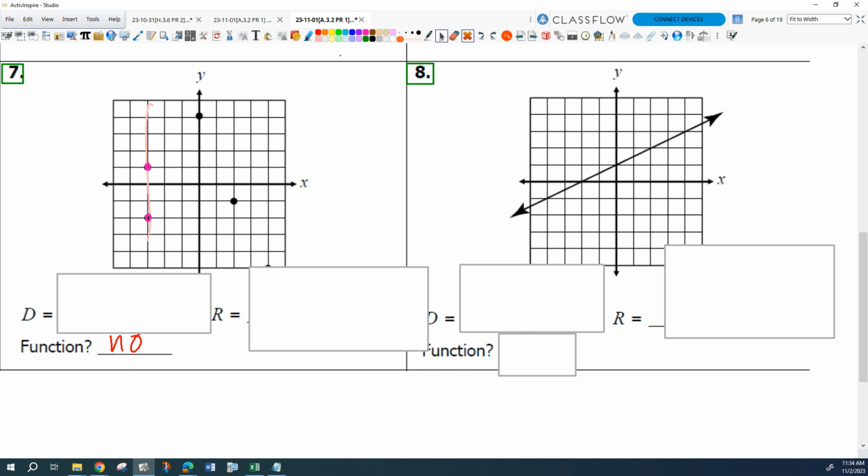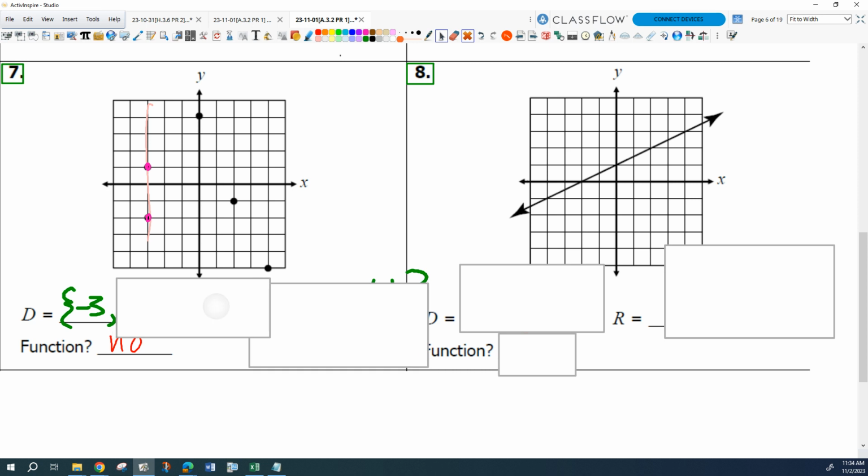Now, if we want to write down the domain here, I want to write all the x coordinates in order. How should I scan that graph to get the x coordinates in order? Left to right, exactly. So what's the leftmost x coordinate? -3. Next one, 0. Next one, 2. Last one, 4.